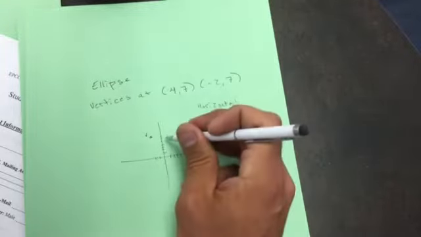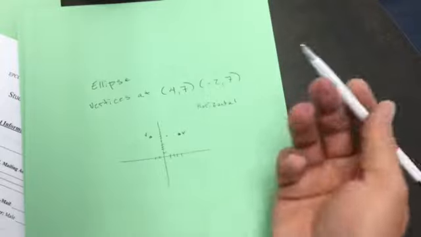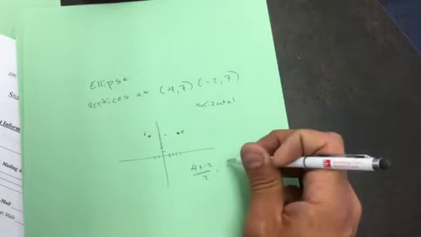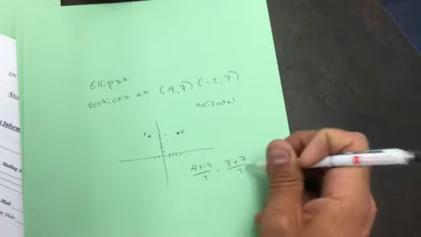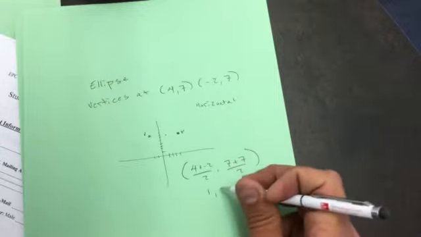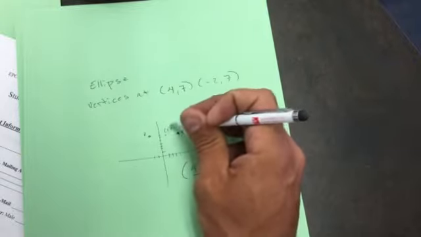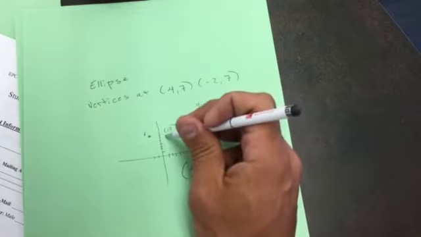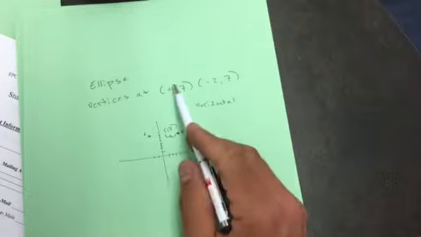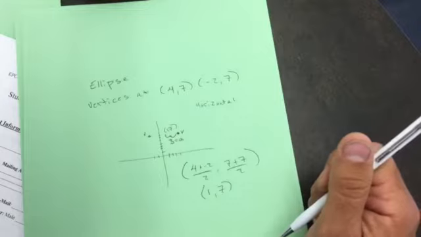My center is going to be exactly halfway in the middle of this, so I'm going to figure out what's halfway in between these two. Well, to do that I use the midpoint formula, which is 4 plus negative 2 divided by 2, 7 plus 7 divided by 2. So 2 over 2 is 1, and 14 over 2 is 7. So the center is going to be at 1, 7. Then to figure out what my A is, I see how far I went from 1 to 4. I went a distance of 3. That's my A value.